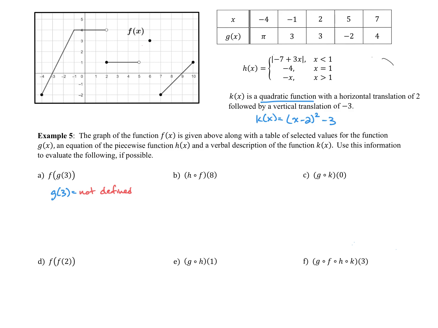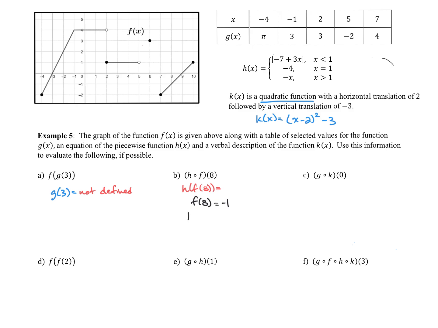So we have h of f of 8. What do we need to find first? f of 8. And so now I need to look at my little f graph. And so here's f. So what is f of 8? Negative 1, exactly. All right, and so now I have f of 8 is equal to negative 1.